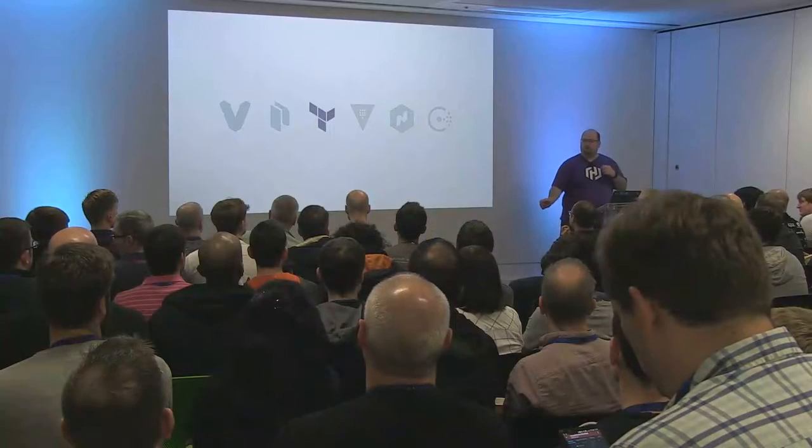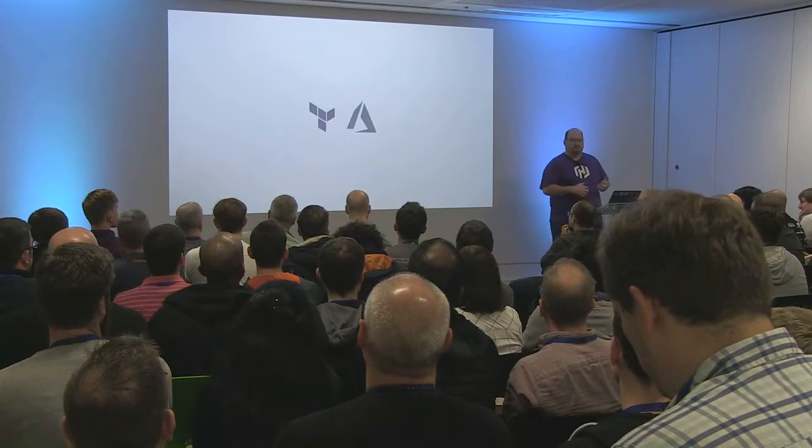So, HashiCorp have a suite of products you may have heard of: Vagrant, Packer, Terraform, Vault, Nomad, and Consul. They cover the application lifecycle. This talk's on Terraform, and specifically Terraform and Azure. But all of this should be applicable to any provider too.